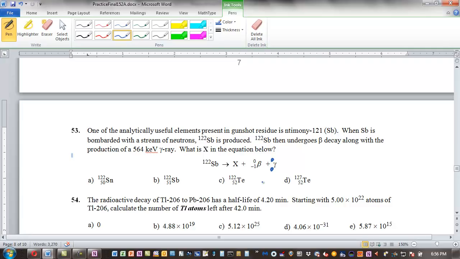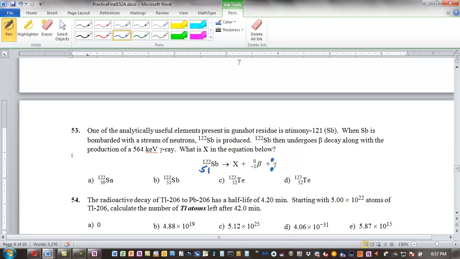Antimony, Sb, where is it? 51. No, I can't see these dark periodic tables. Is it 51? It's right under arsenic. 51. Thank you. You will have a periodic table on your final exam and an equation sheet.